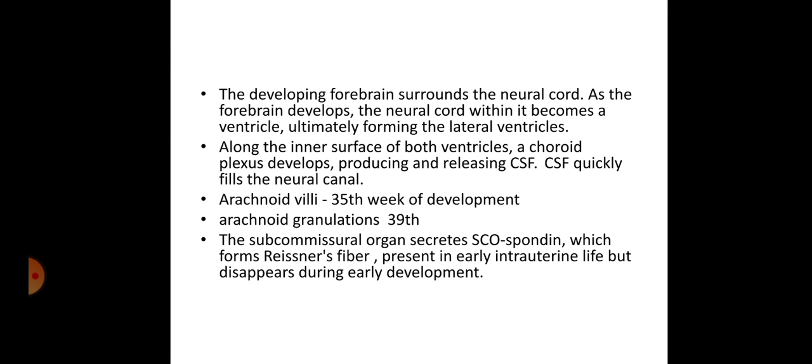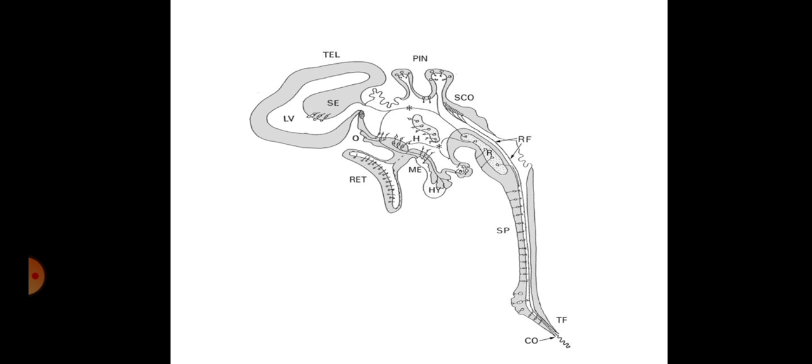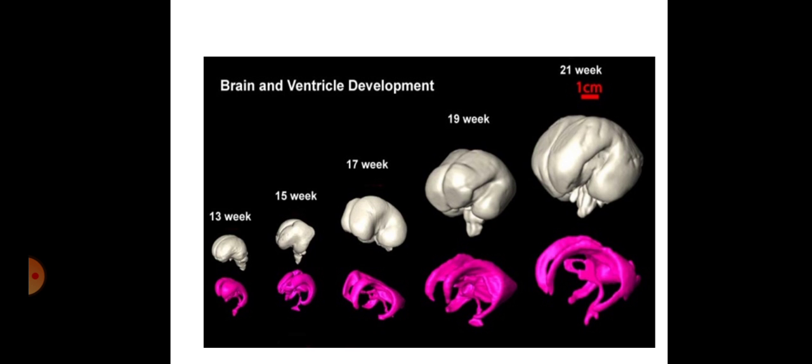Now, the subcommissural organ or SCO, which forms Reissner's fiber, is present in intrauterine life, but disappears during early development. This is a diagram showing the development of the various CSF pathways. It shows LV, that is lateral ventricles, telencephalon, SCO, that is subcommissural organ, and RF, that is Reissner's fibers, which are present in intrauterine life and help in the circulation of the CSF.